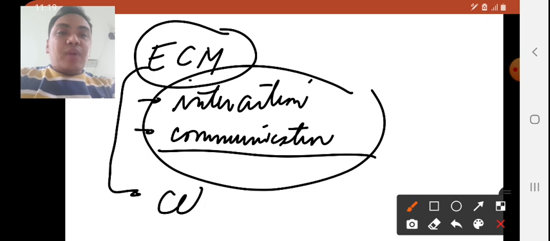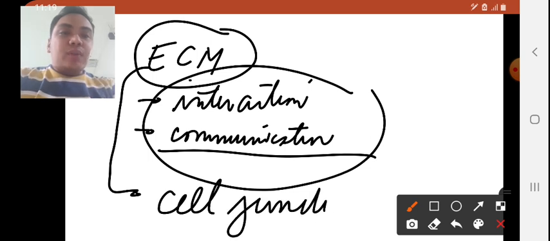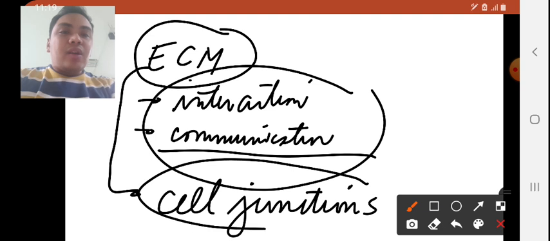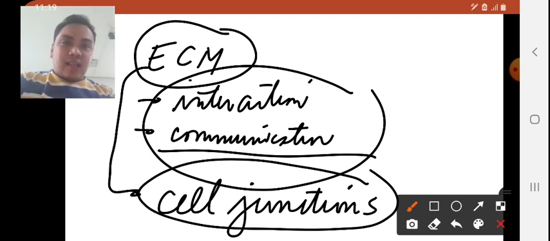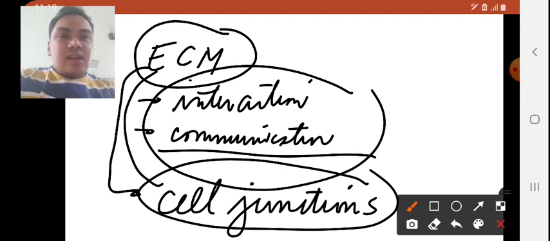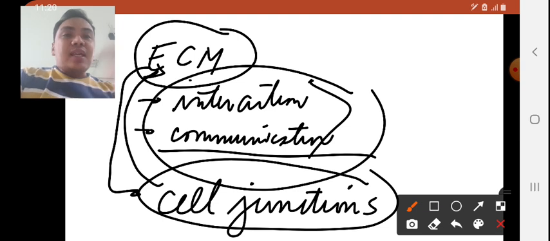These are known as the cell junctions, which will be the last part of our topic for the different parts of the cell. So cell junctions as well as ECM have the same functions: they interact and are used for cellular communications. But what is the main difference between ECM and cell junctions despite their similar functions? ECM is located outside the cell membrane, based on our previous lesson.